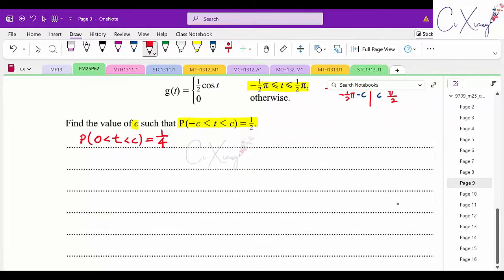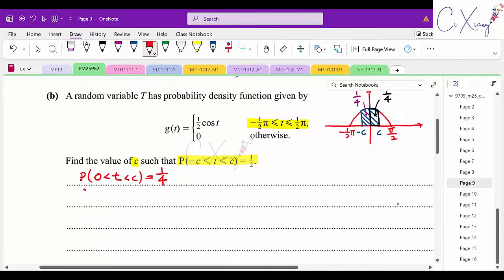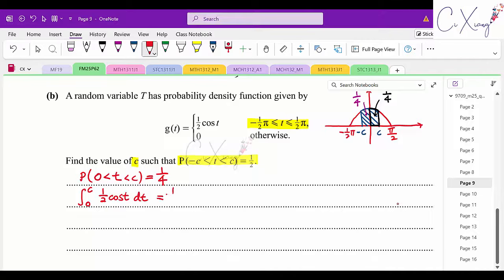Integrate from 0 until c, you get 1 over 4. So the probability is the limit from 0 until c. The function is half cos t, so half cos t, and you let it equal to 1 over 4. Half is a constant, so I'm taking it out. Integrate cos, what do you get? Integrate cos, you should have a sine, then c and 0, equals to 1 over 4.